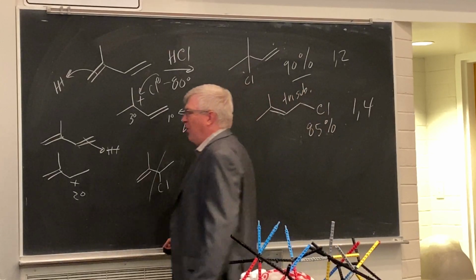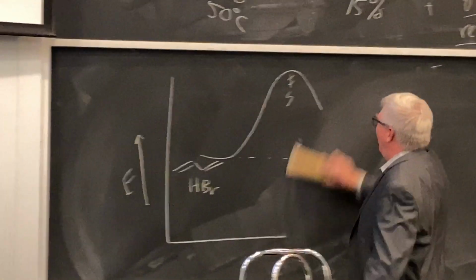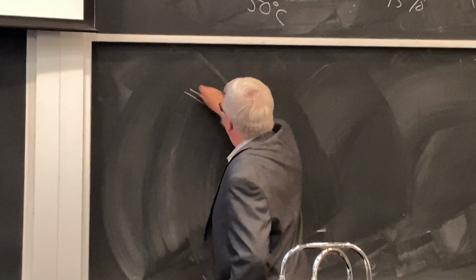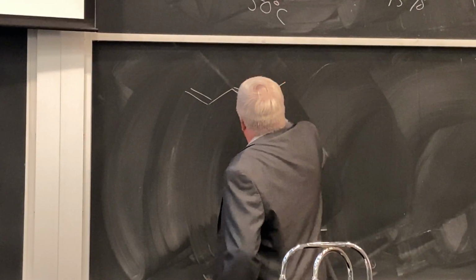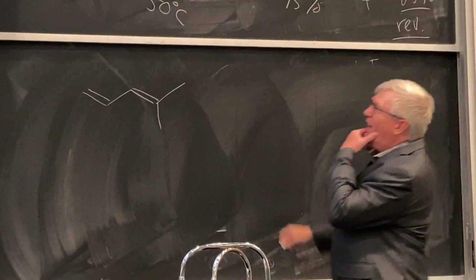All right, what about this other one where we get the thing switching over, right? We've got a different substrate here. We've got butadiene, but there are 2 methyls on the end carbon there. So what are we going to do with this one? Let's see, HBr.